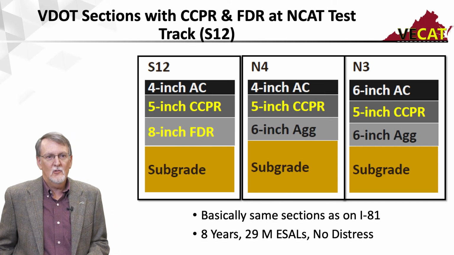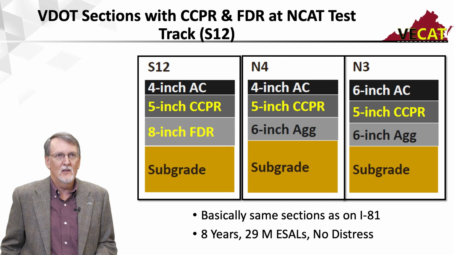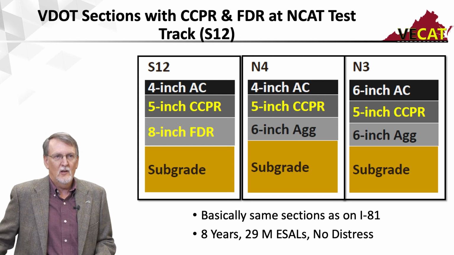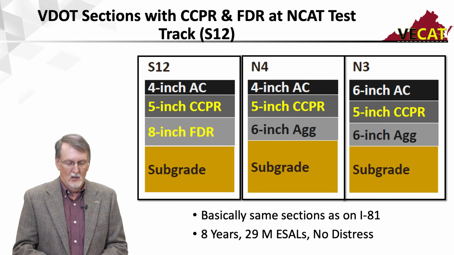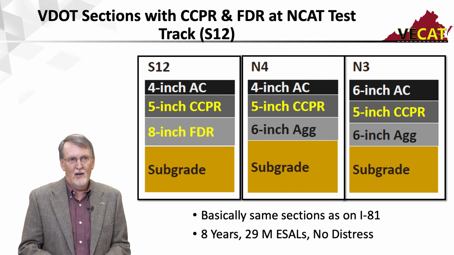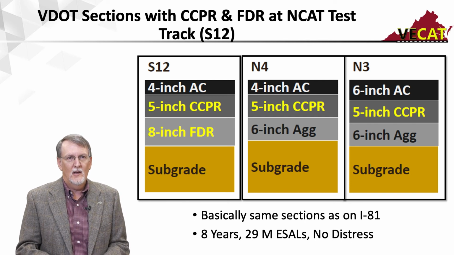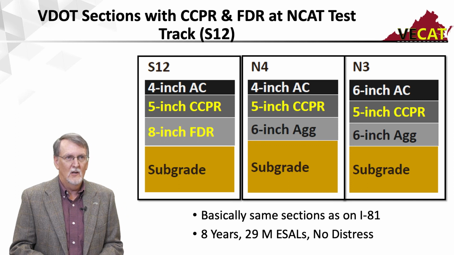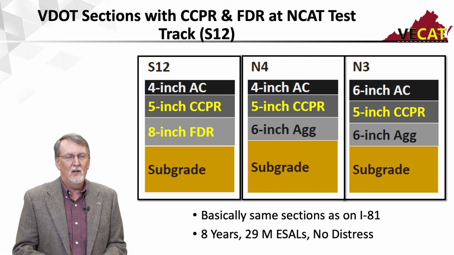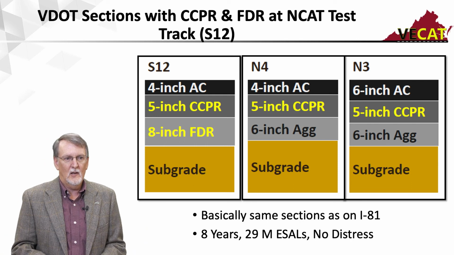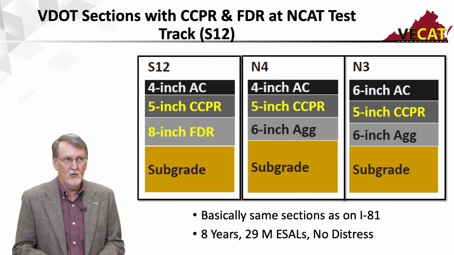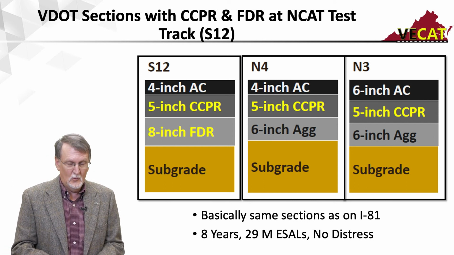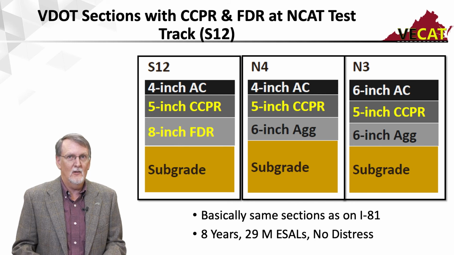Then Virginia took those same sections they put down on I-81 and took them down to the NCAT test track. So S12 is the FDR section, 8 inches of FDR, 5 inches of CCPR. It went through 3 full cycles, so actually 9 years and close to 30 million ESALs, and there's been absolutely no distress on S12. In fact, they think this might be what they call a perpetual pavement, in that the base is so sound that you get such little strain in the bottom of the asphalt layers that they should never fail. So they are continuing to monitor this one section to see how long it will last. But it's been working quite well.